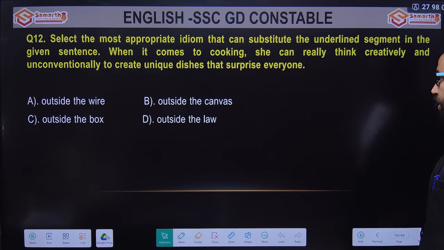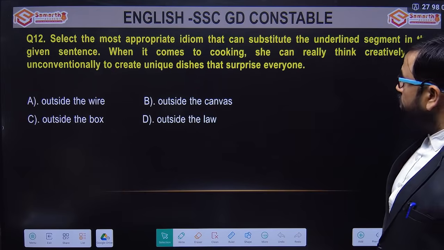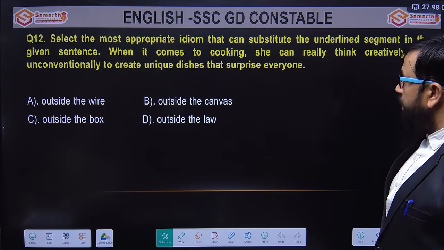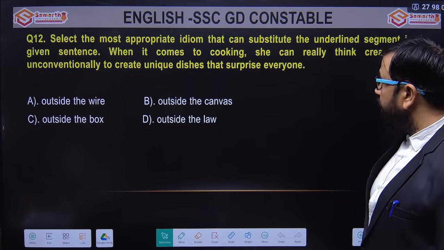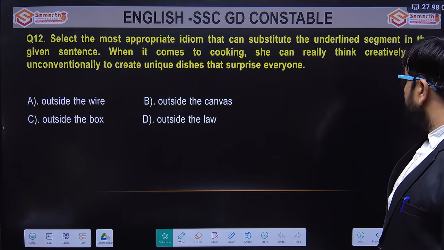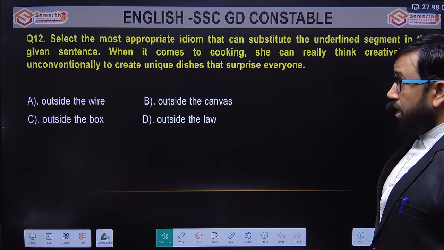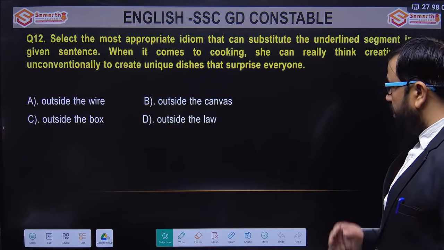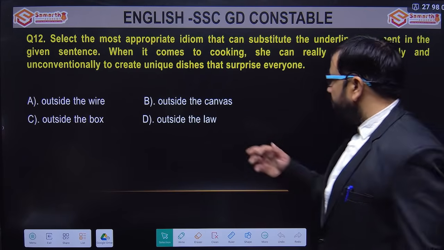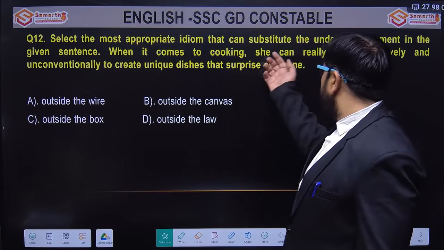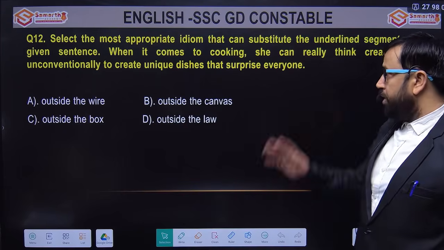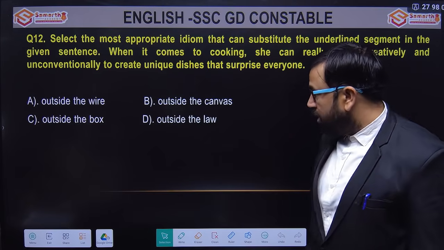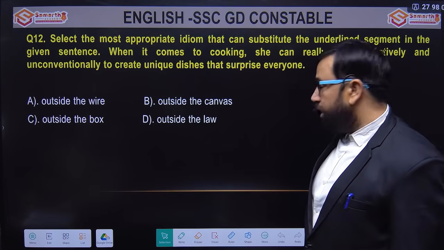Next question is, select the most appropriate idiom that can substitute the underlined segment in the given sentence. The sentence is, when it comes to cooking, she can really think creatively and unconventionally to create unique dishes that surprise everyone. Options are outside the wire, outside the canvas, outside the box, or outside the law.